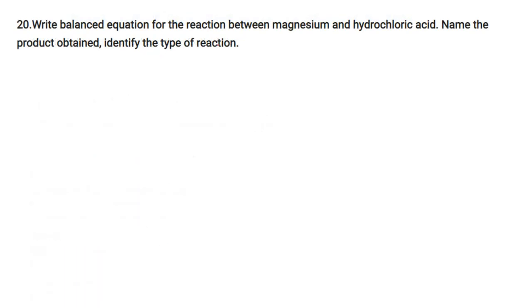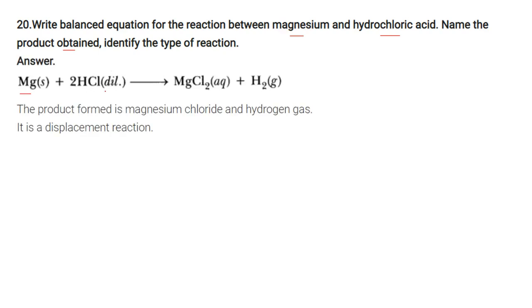Write balanced equation for the reaction between magnesium and hydrochloric acid, Mg and HCl. Name the product obtained, identify the type of reaction. So Mg combined with HCl gives you MgCl2 and hydrogen. So the product formed is magnesium chloride and hydrogen gas. And since magnesium is combining with Cl in order to replace H2, this is a displacement reaction also. And since hydrogen is liberated, it's a reducing agent also.